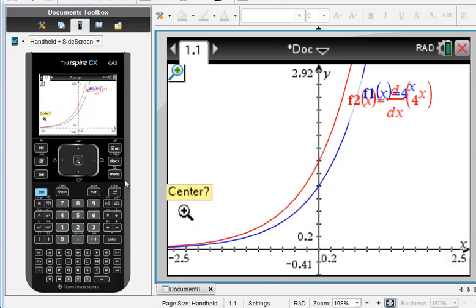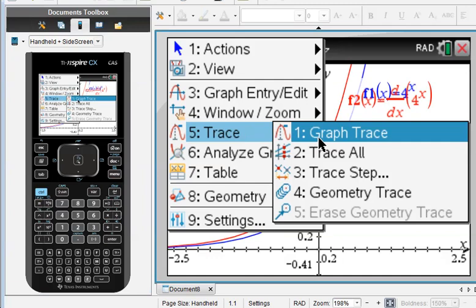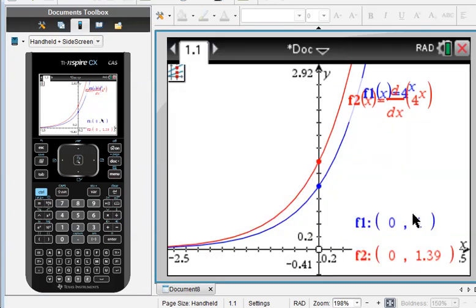I'm looking at their y-intercepts, and I think I want to trace those. They might give me more information. So here are our two y-intercepts. Originally, the y-intercept should be (0, 1), and if you think about it, that makes sense because 4 to the power of 0 should give you 1. But the derivative has now grown higher to 1.39. It looks like the red is still an exponential function, but what exactly happened to it?